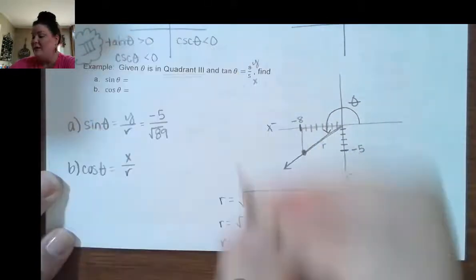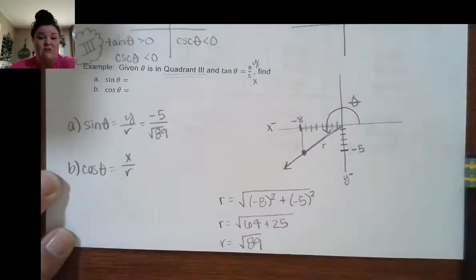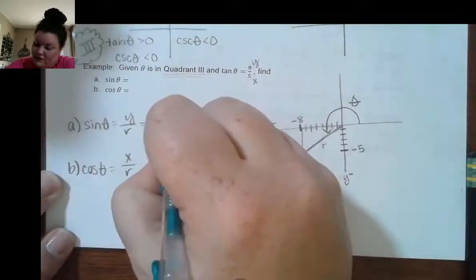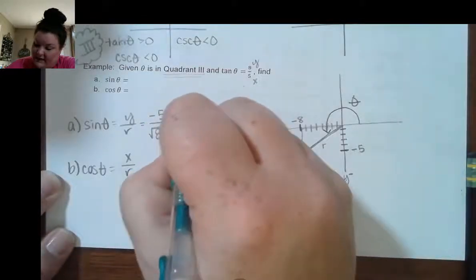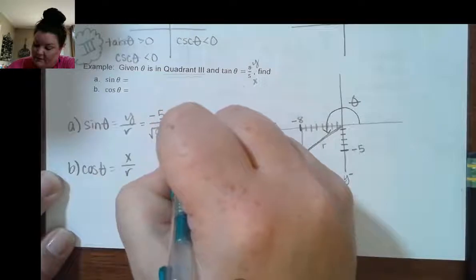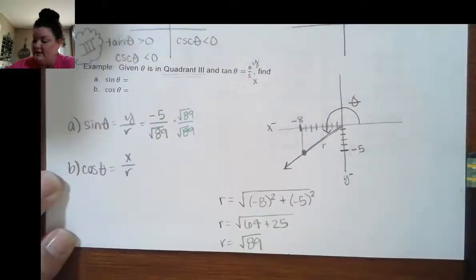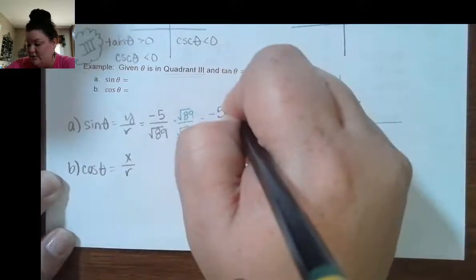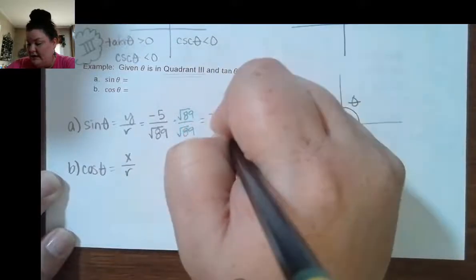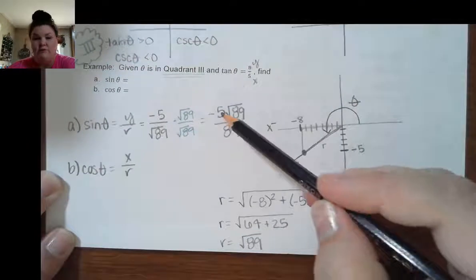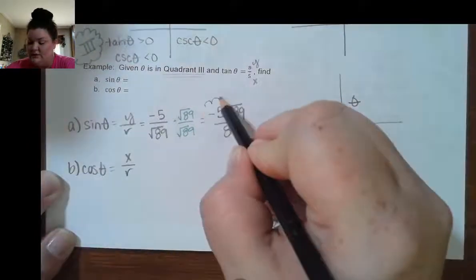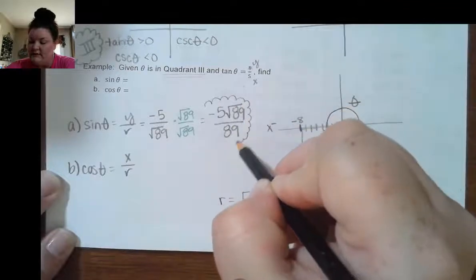And then remember, my math lab always has us rationalize the denominator, which means I need to get rid of the radical in the denominator. So I'm going to go ahead and just multiply by the square root of 89 on top and bottom. And that's going to give me negative 5 times the square root of 89 all over 89. And if I could reduce my 5 and my 89, I would. In this case, it doesn't reduce, so I'm just going to leave it like that.